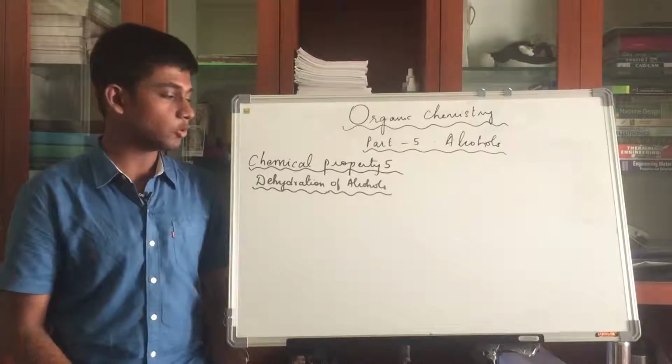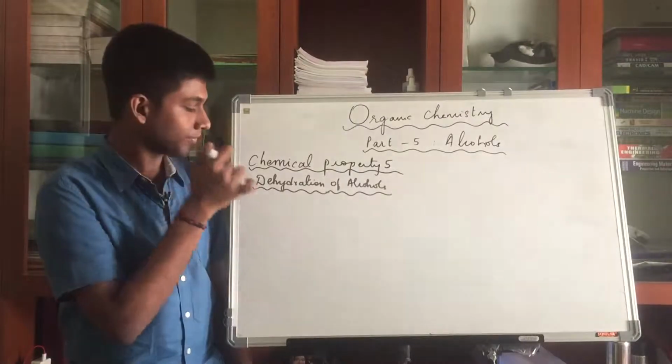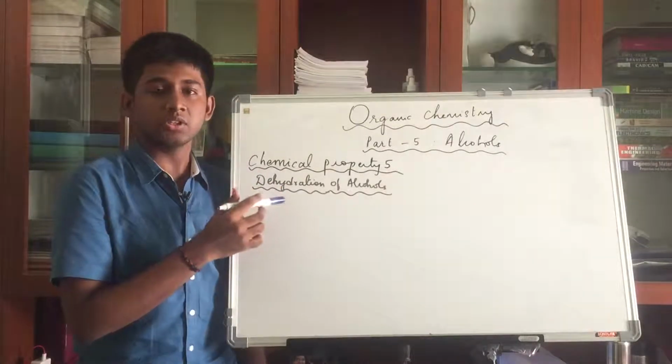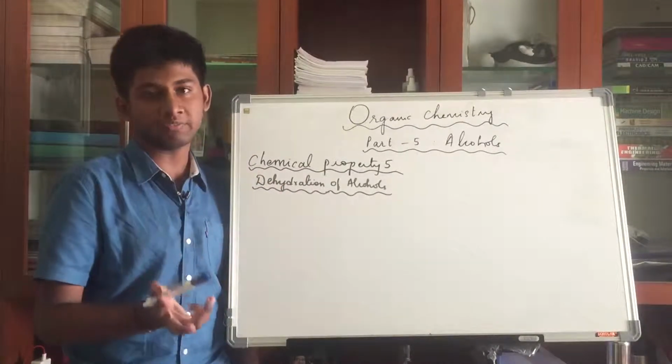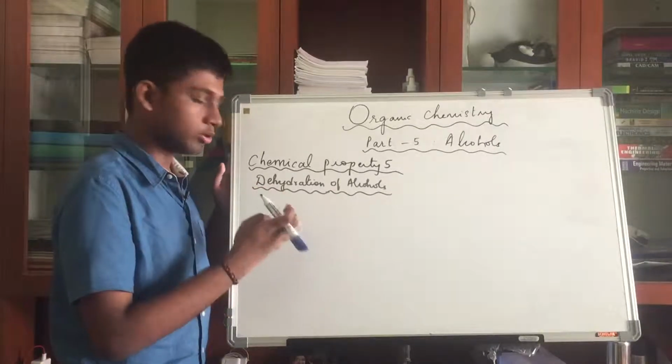So now let's do the next chemical property. The next chemical property, which is chemical property number 5, is dehydration of alcohols. For dehydration of alcohols, there are two different cases depending on the temperatures. Let's consider both the cases.